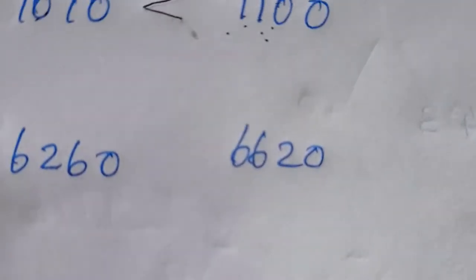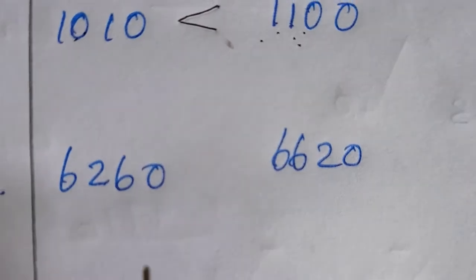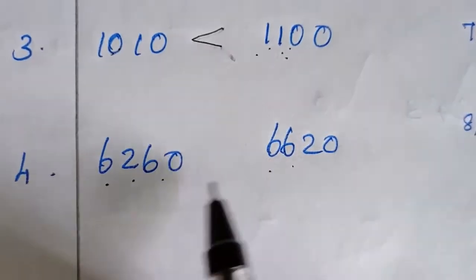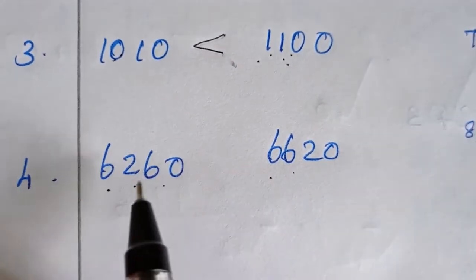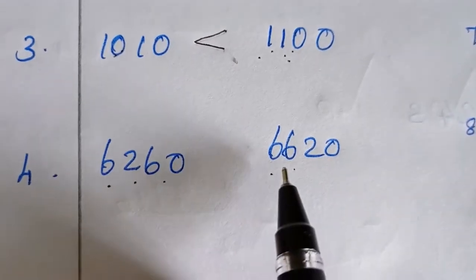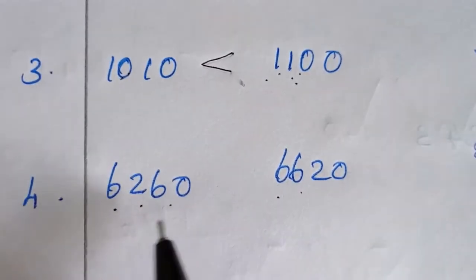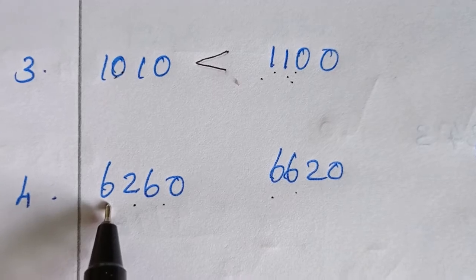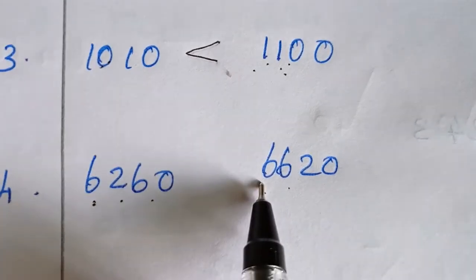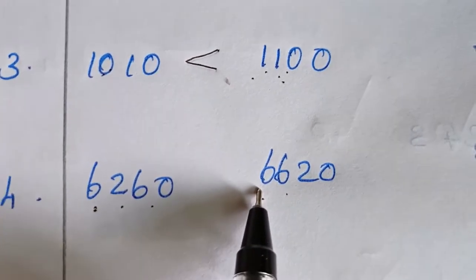Now children, look at the next question. Here both numbers have the same number of digits, so you first check the thousands place values for both numbers. The first number's thousands place value is 6 and the second number's thousands place value is also 6.